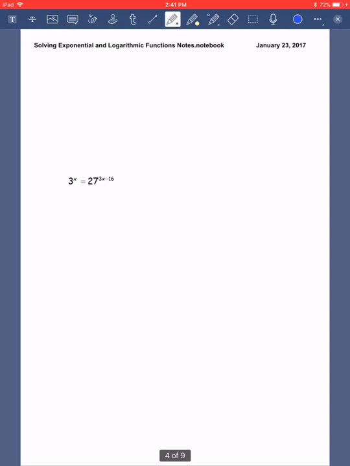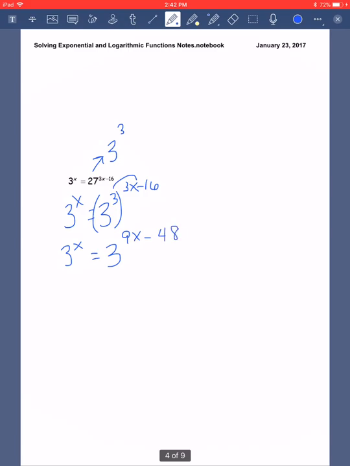Next example, I have 3 raised to the x power equals 27 raised to the 3x minus 16. So they don't have the same base, but I can get them to be the same. So 27 is the same thing as 3 cubed. So this is 3 to the x equals 3 cubed to the 3x minus 16 power. So 3 to the x power equals 3 to the, when I raise a power to another power, multiply, so I'll distribute, so to the 9x minus 48 power.